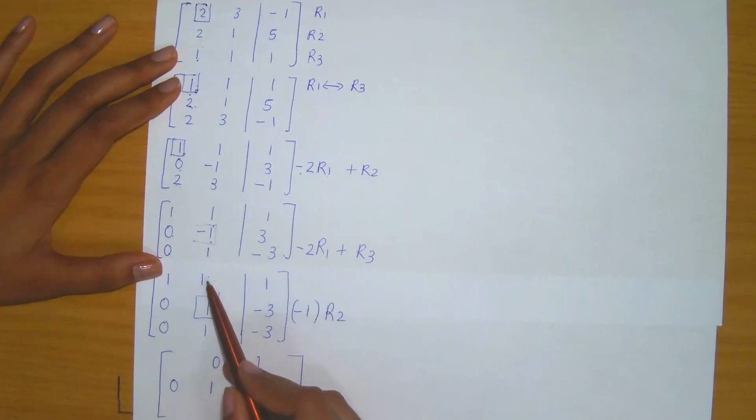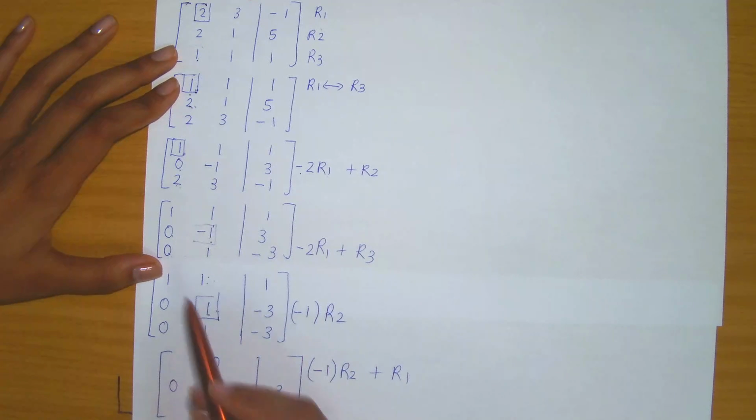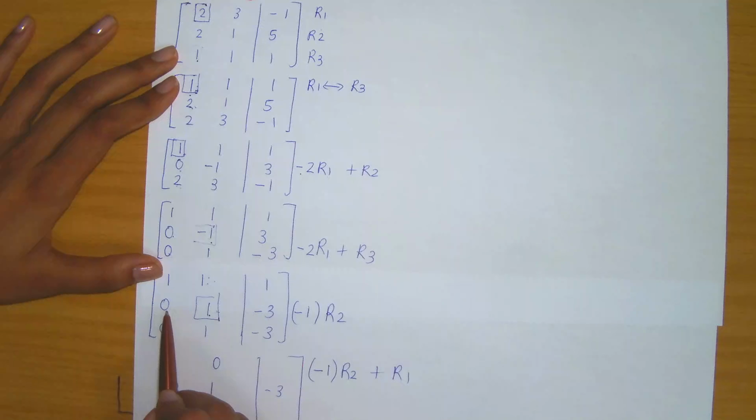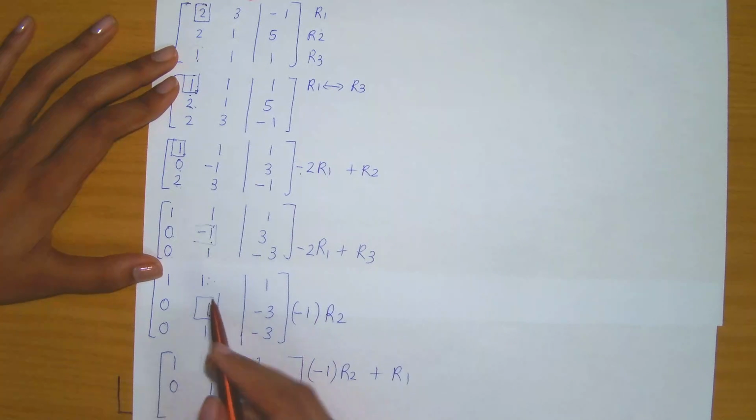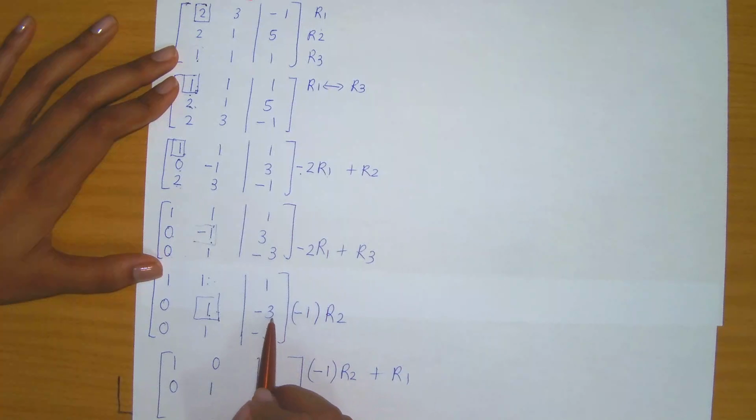Right, so how do we convert the 1 into 0? What multiple do I need? I need minus 1. So I need minus 1 times the row containing the pivot, which is row 2, added to row 1. So multiply row 2 by negative 1 and add it to row 1. So that means we've got minus 1 times 0 plus 1 giving me 1. Minus 1 times 1 plus 1 giving me 0. Minus 1 times minus 3, which is 3, plus 1 giving me 4.